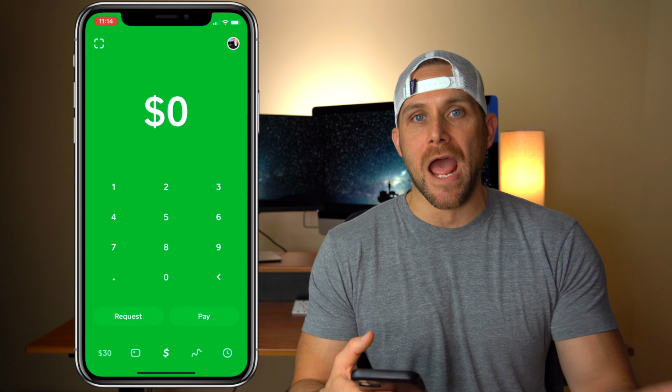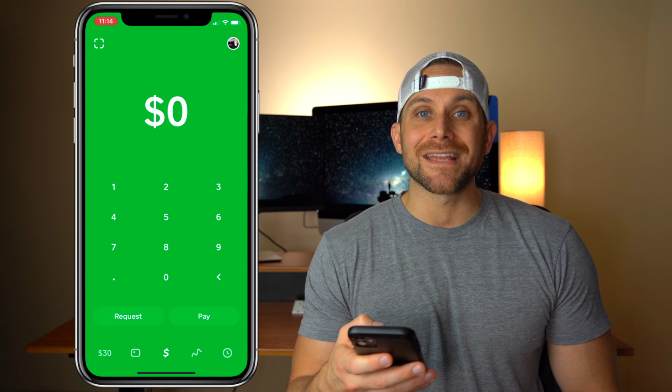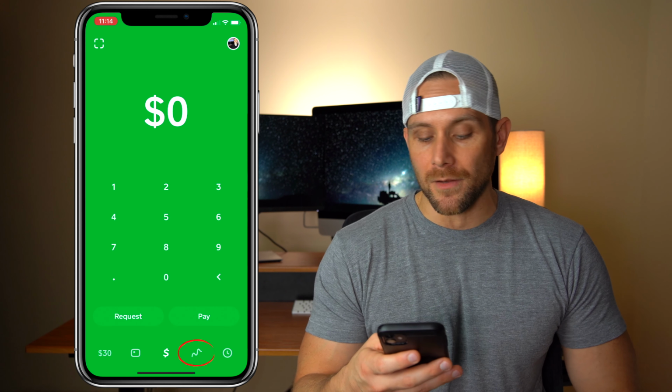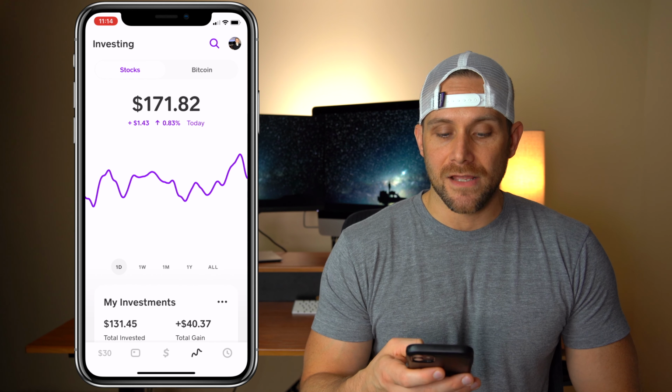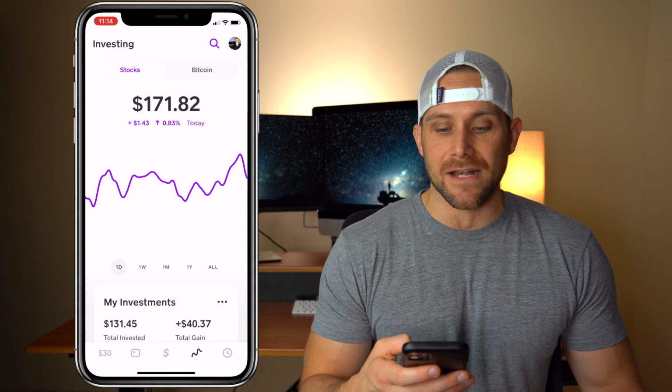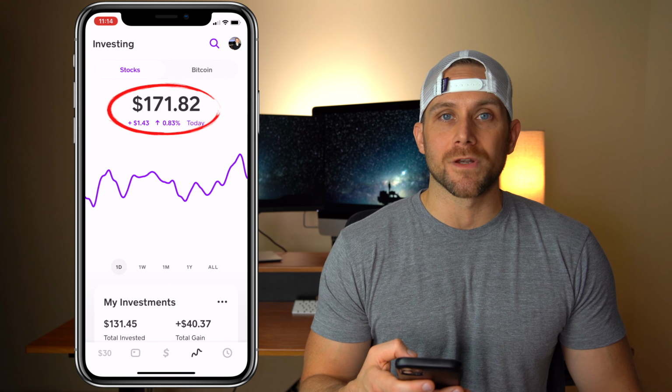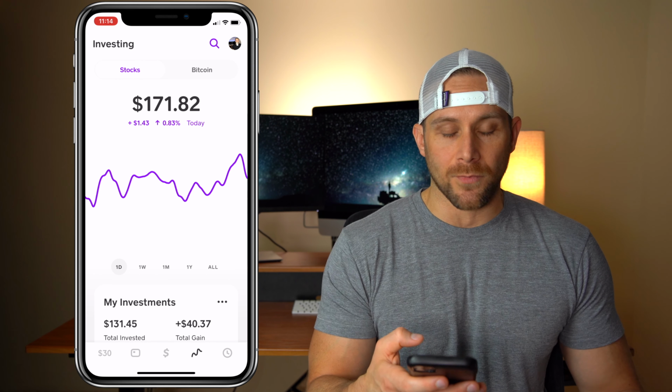Okay, the first thing you're going to want to do is go ahead and open up your Cash App app. And once you're in there, to get to the investing side of things, you're going to press on the squiggly line down there at the bottom right. So we're going to go ahead and press on that. And this is going to take you to the investing side of things with Cash App. Now, as you can see, I have $171.82 in my investment portfolio at this point in time.